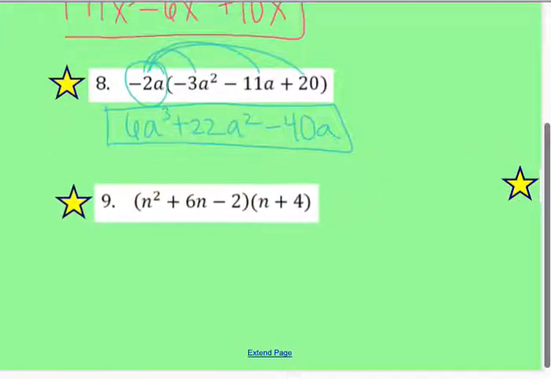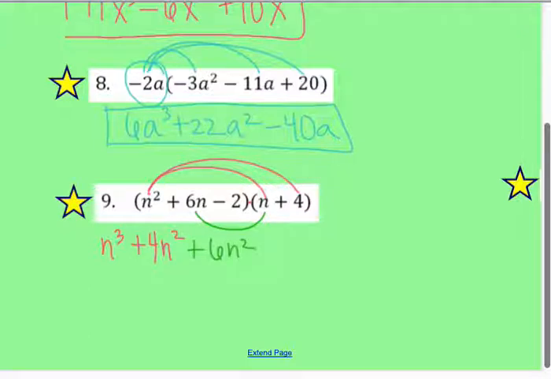Example 9. I look at what's happening in between these two polynomials. They are being multiplied, so you just need to distribute a whole bunch of times. So the first one I would do is take n squared times n, which gives me n to the third. Then I take n squared times 4, so plus 4n squared. Now I would take 6n times n, so that gives me plus 6n squared. 6n times 4, plus 24n. Now I move on. I have negative 2 times n, so minus 2n. And then negative 2 times 4, so minus 8.